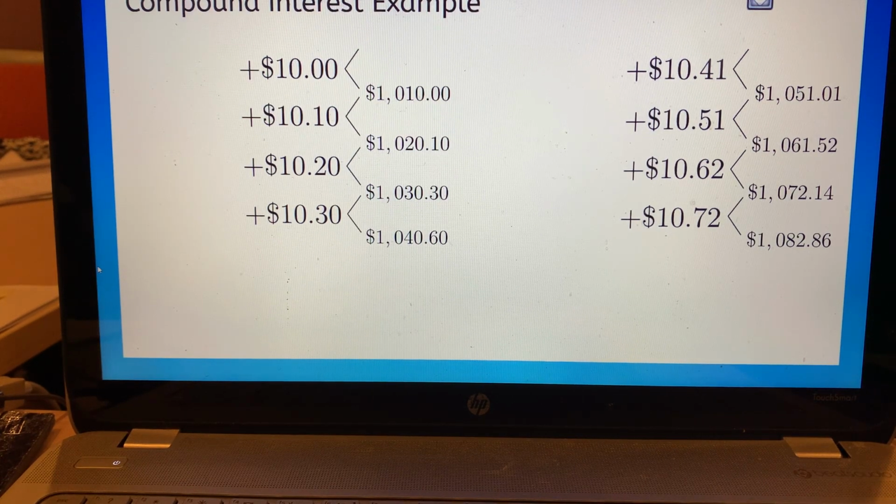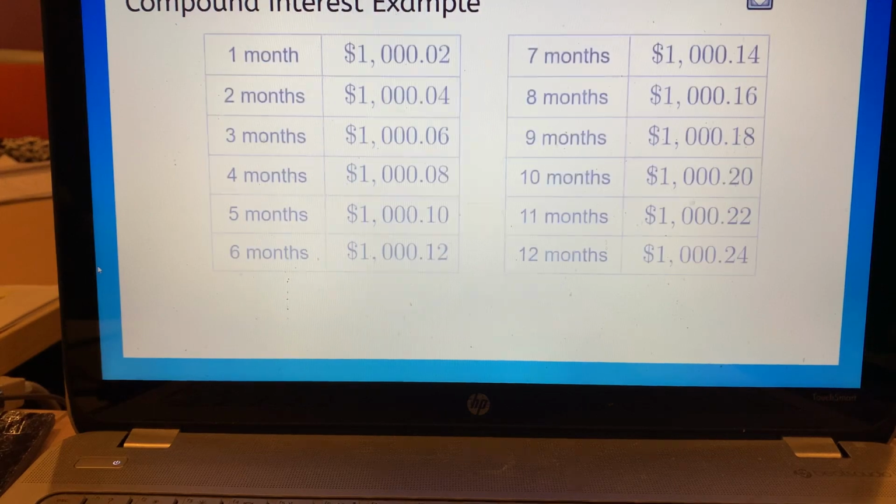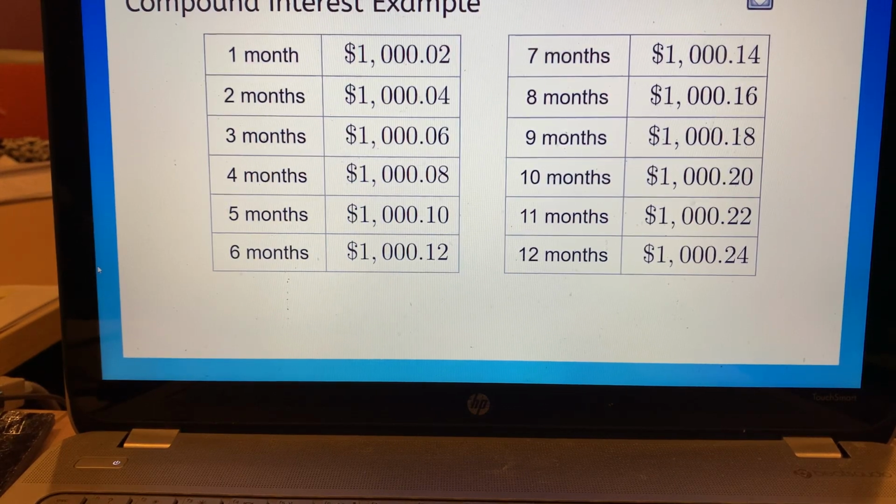It's worth noting, however, that this is a pretty unrealistic example for a bank. A bank simply isn't going to give you that much free money. A bank account would grow more like this. Yeah, that's right. The bank will give you a whopping 2 cents every month.